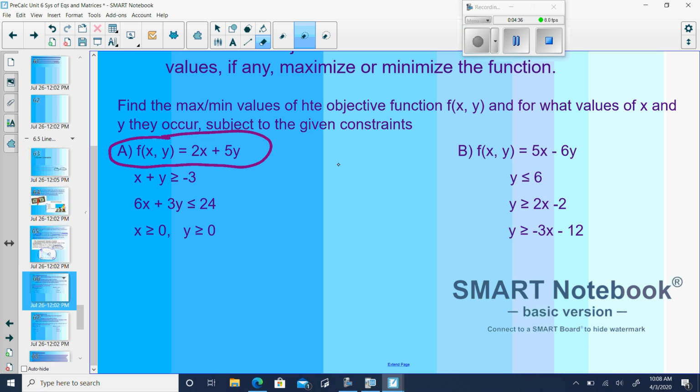So if we want to be able to graph our constraints, that's what these things are right here. These are our constraints. If you want to try to put these inequalities in what resembles the inequality version of y equals mx plus b, right?